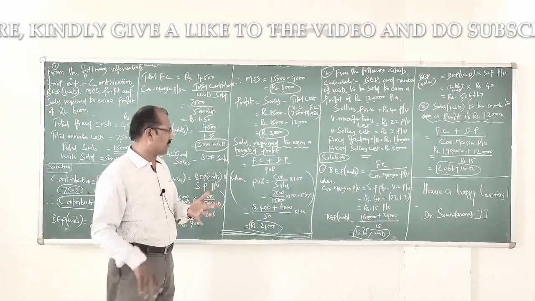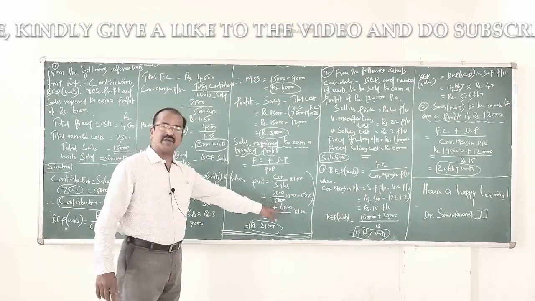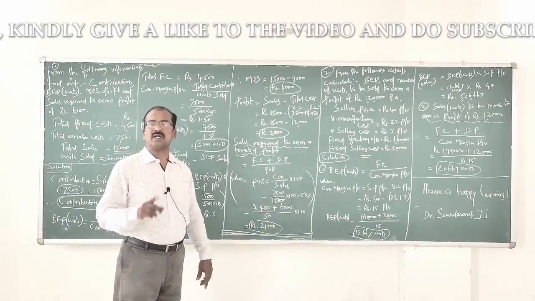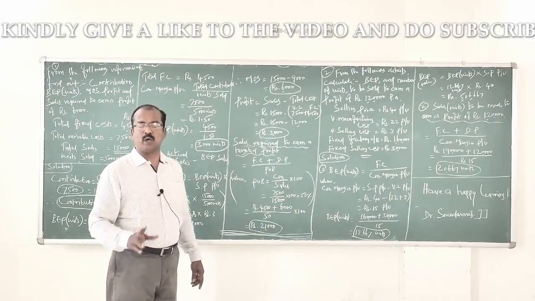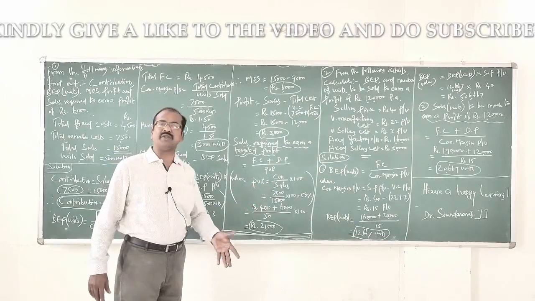That's directly given in the problem. Desired profit or targeted profit is also given. That's nothing but 6,000 rupees. So only one thing we need to calculate now. To apply this formula, we need to calculate PVR.